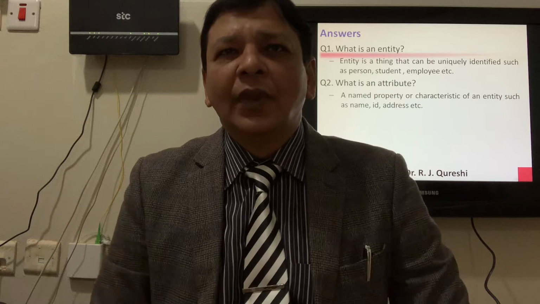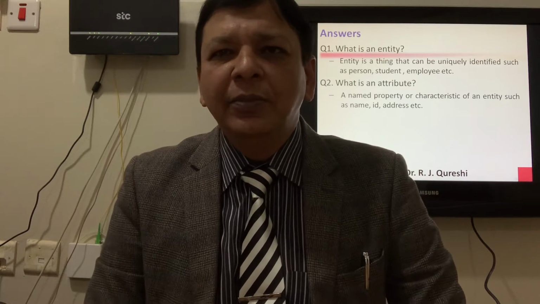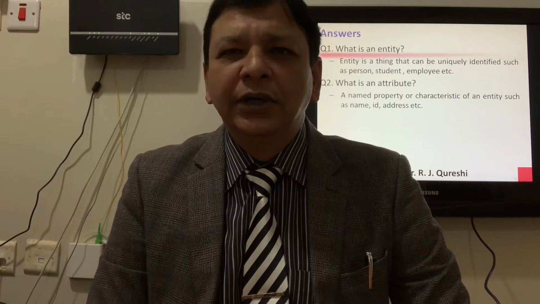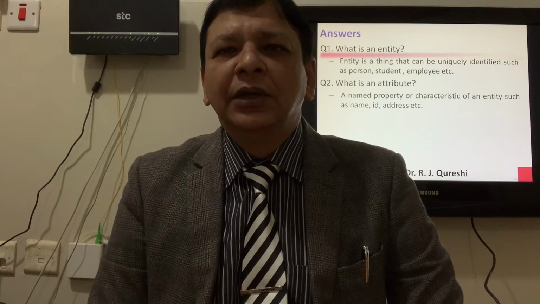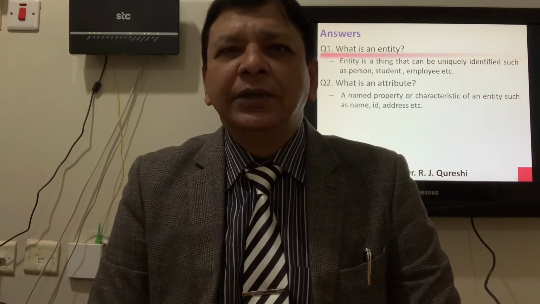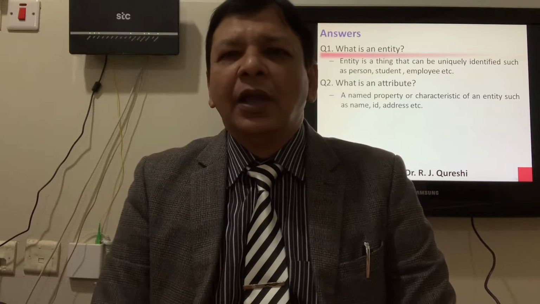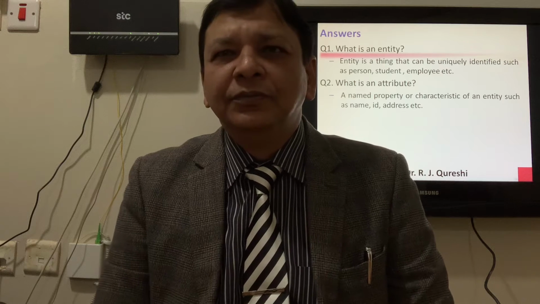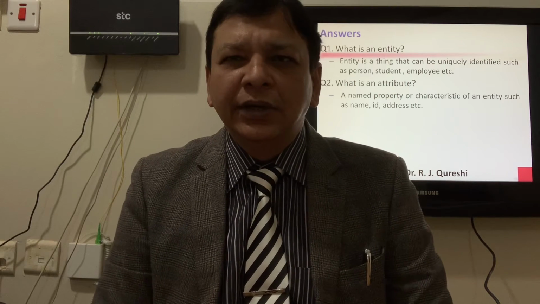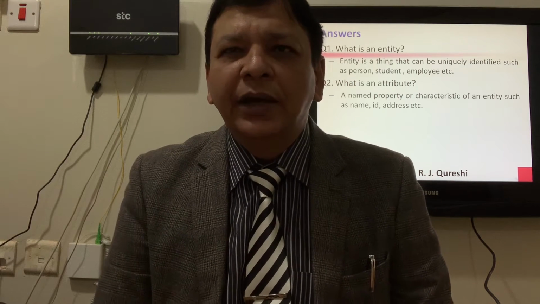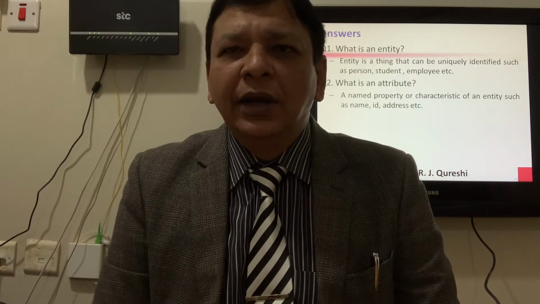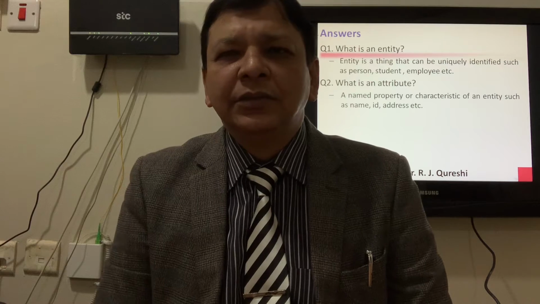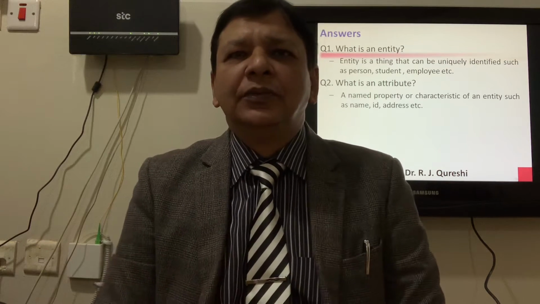Entity. An entity is a thing that can be uniquely identified. For example, student, person, employee, customer, etc. What is an attribute? A named property or characteristic of an entity. So we have data about an entity like name, ID, address, and so on.